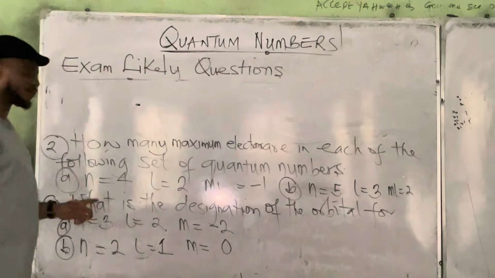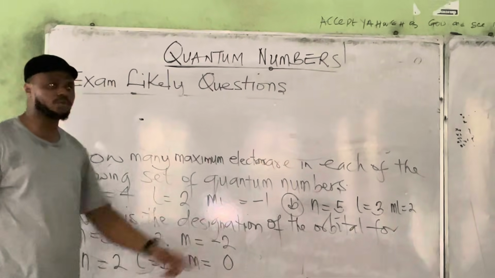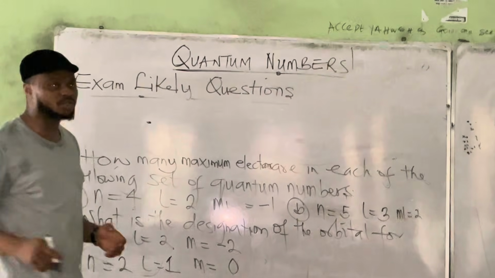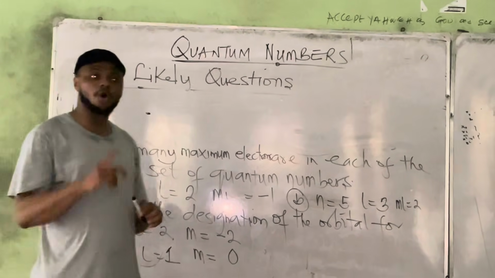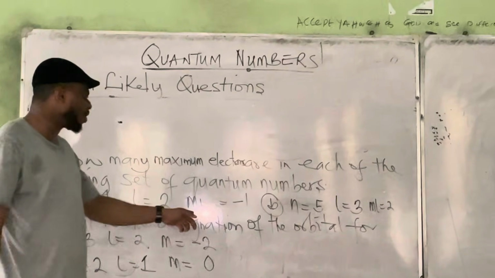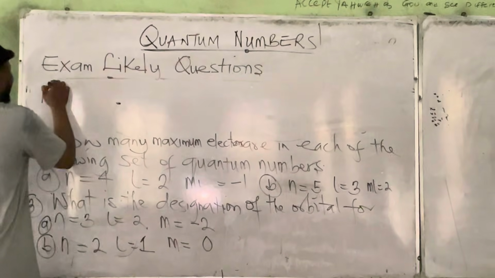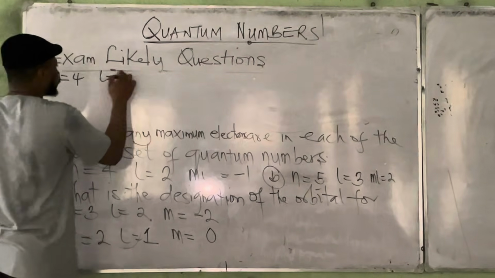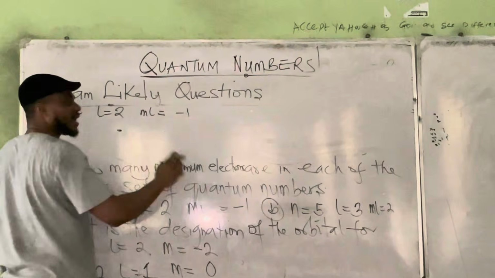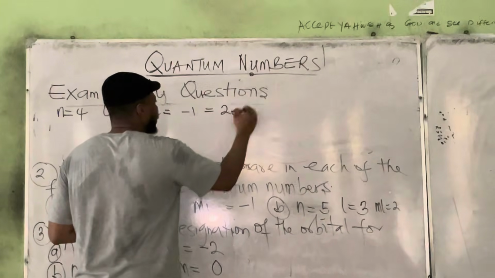Now, whenever you have three quantum numbers, that is n equals 4, l equals 2, ml equals -1, or n equals 5, l equals 3, ml equals 2, whenever you're given three quantum numbers, the maximum number of electrons will always be 2. The reason is that to determine the maximum number of electrons, you can always consider the last quantum number. So if you're given n equals 4, l equals 2, and ml equals -1, remember that an orbital can hold a maximum of 2 electrons, right? So it means that this will be 2 electrons.